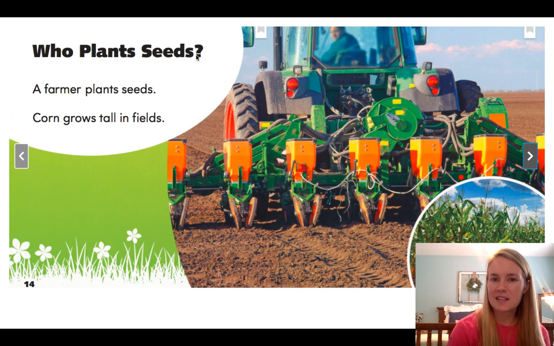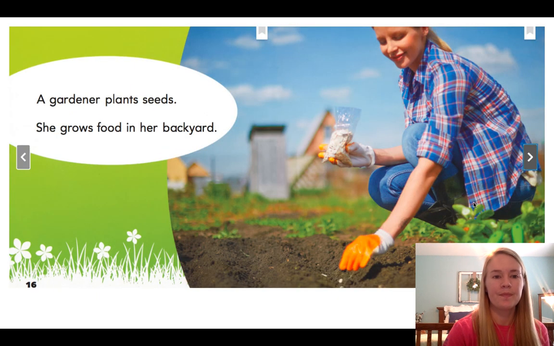Who plants seeds? It's a question. Who plants seeds? A farmer plants seeds. Corn grows tall in the fields. Who's planting the seeds here? The farmer, that's right. And what is he planting? Corn. A gardener plants seeds. She grows food in her backyard. Wow, who is this? It's a gardener. So we have a farmer who plants seeds and a gardener who plants seeds.